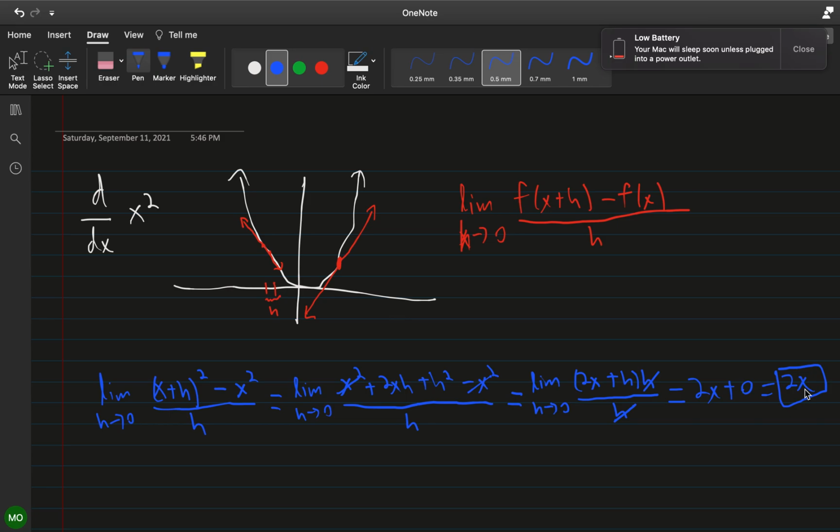And now we should ask ourselves, does this seem reasonable? If I have a positive value of x, I'll get a positive slope. And that seems to be the case here. And if I get a negative x, I'm going to have a negative slope. So little sanity checks like this will save you a lot of trouble in terms of simple mistakes.